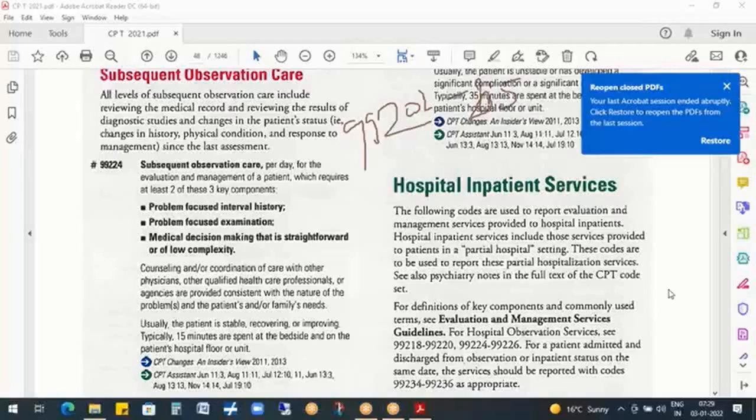Next one. Next point, admission and discharge on the same day from hospital or observation services.